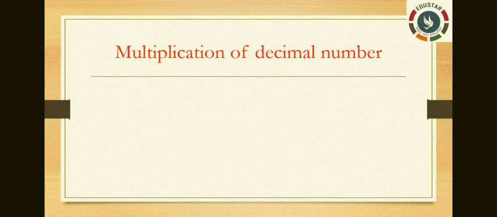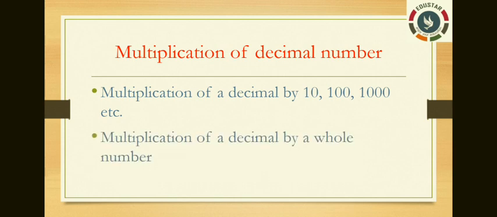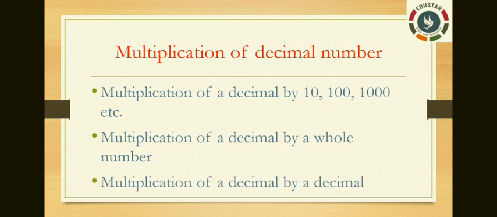Now we will see multiplication of decimal numbers. There are three cases. Let us see one by one. First, multiplication of a decimal by 10, 100, 1000, etc. Second, multiplication of a decimal by a whole number. Third, multiplication of a decimal by a decimal. Let us see one by one.